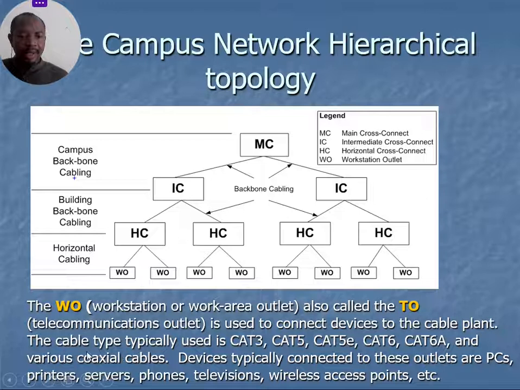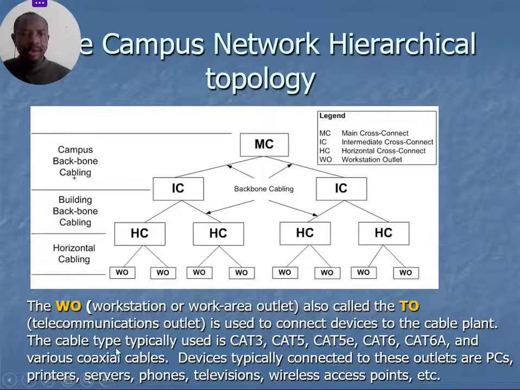Now the cable types typically used are Cat 3, Cat 5, Cat 5E, but the popular ones are Cat 5E and Cat 6. And Cat 6 has a variety called Cat 6A. And the various coaxial cables, all these types of cables are used in networking. They are used at different levels. Maybe they may cross-connect to the IC, the intermediate cross-connect. You use Cat 6 or Cat 6A, which are called the backbone cable. Is that okay? Devices typically connected to these outlets are the PC.